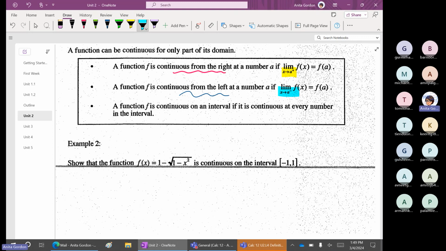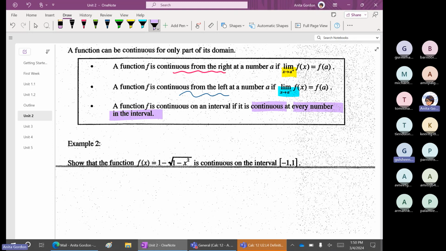A function is continuous on an interval if and only if it is continuous at every number in the interval. So the function is continuous on the interval you're looking at if it meets the criteria that we set out.